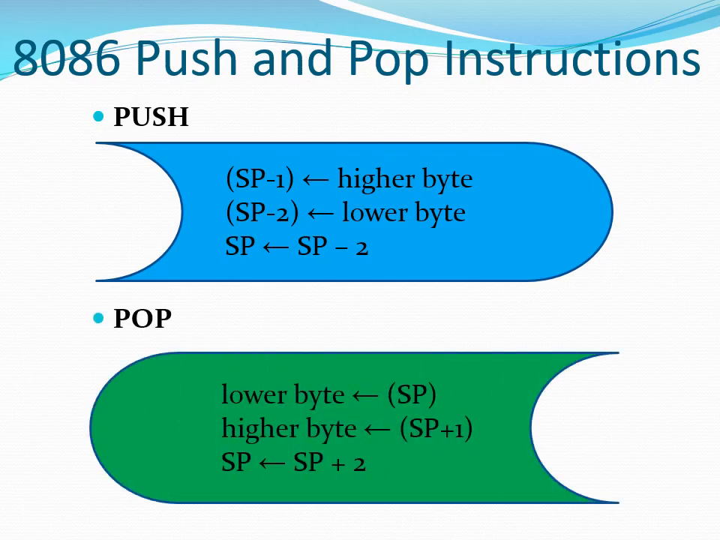For the pop operation, the memory location pointed to by SP is loaded into the lower byte, and the memory location pointed to by SP plus 1 is loaded into the higher byte. The stack pointer is incremented by 2.